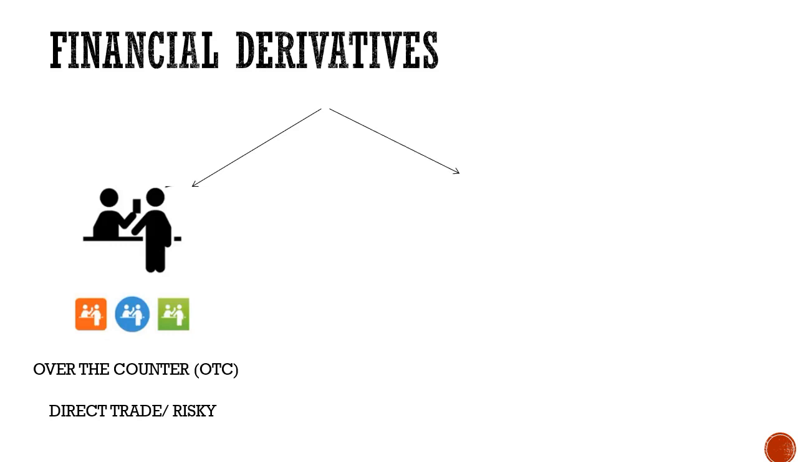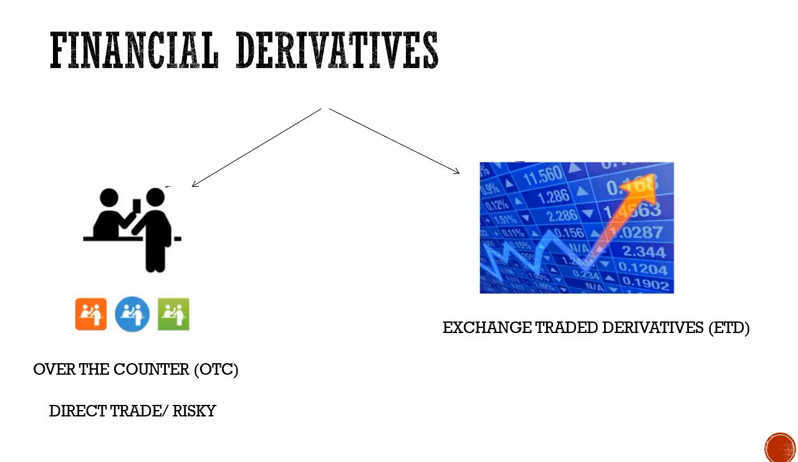The second trade option is the exchange traded derivatives. Now, what is the meaning of exchange traded derivative? Here the derivatives are traded on a standardized platform such as the stock exchange. Now, this is much less risky than the over-the-counter trade. So these are the two types of financial derivatives available. One is the over-the-counter. Second one is the exchange traded derivative, that is also known as the ETD.